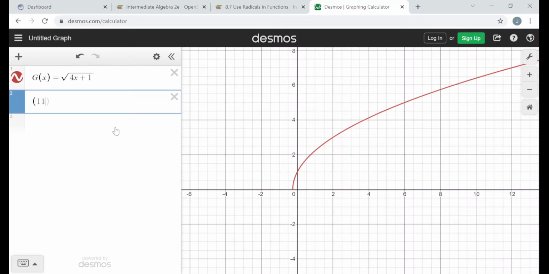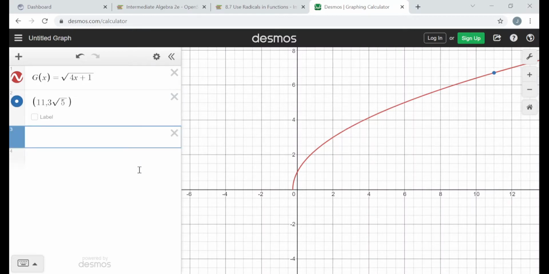We said input 11, output 3 times the square root of 5. Right? And you see that blue point showing up there? That is on the red graph for sure. And you see it says 6.708, rounded to 3 decimal places. The other point we got from part B was input 2, output 3. And there it is, that green point that just showed up right there. Wonderful. And again, if the points weren't on the graph, then I would realize that I've done something incorrect. Fantastic.